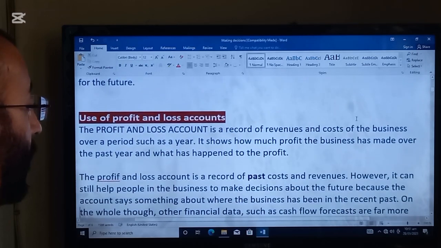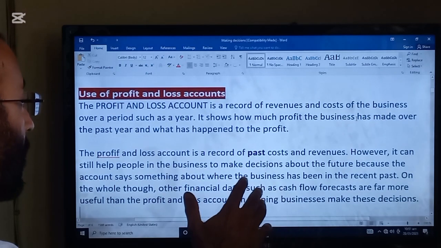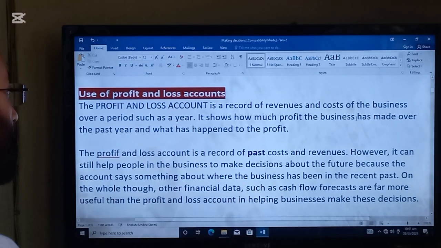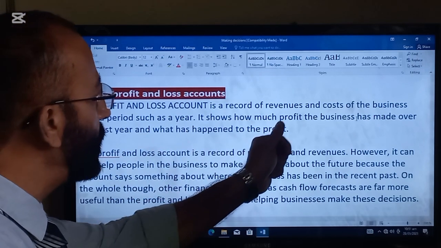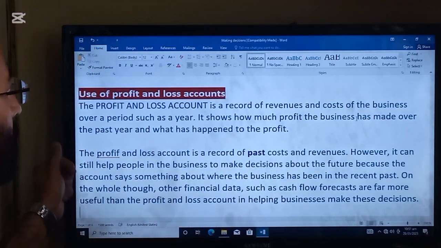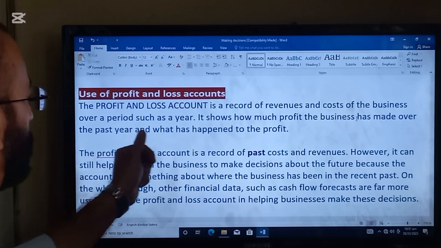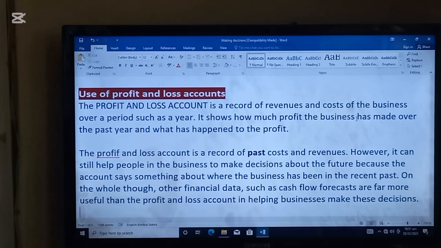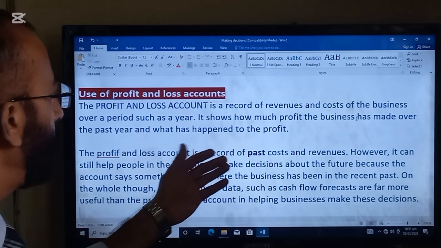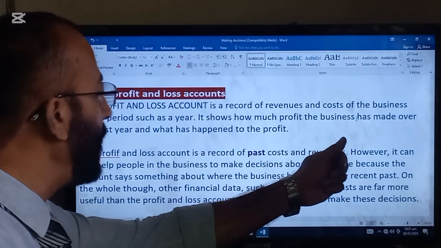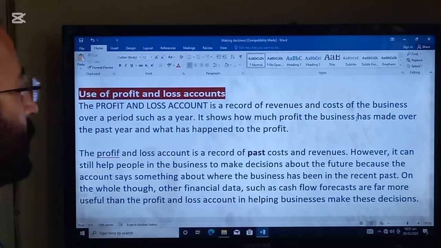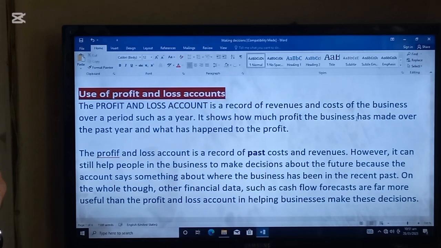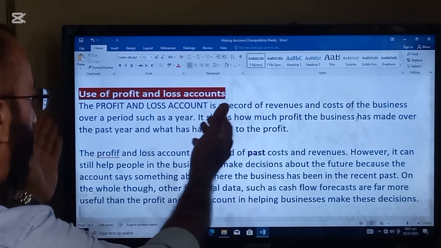Next thing that we are going to read in profit and loss account is its uses. The profit and loss account is a record of revenues and costs of the business over a period such as a year. It shows how much profit the business has made over the past year and what has happened to the profit. This is the definition of the profit and loss account.